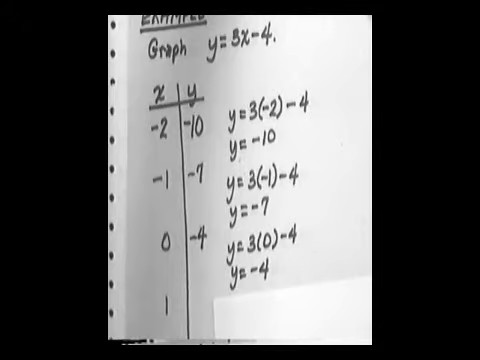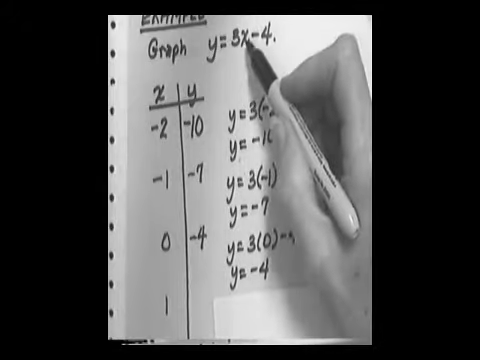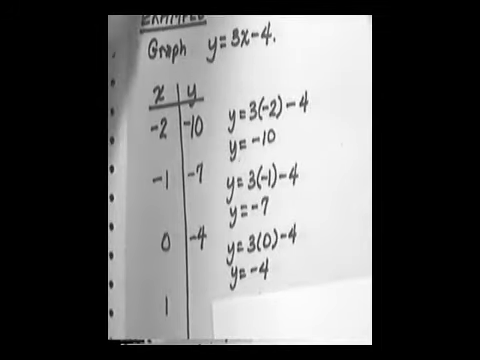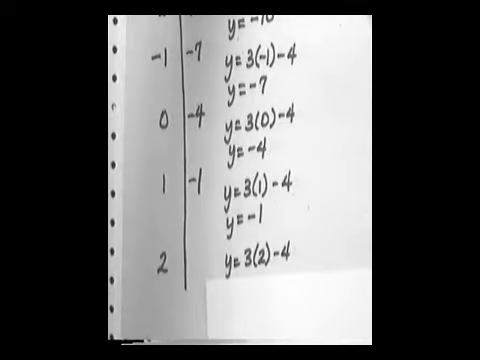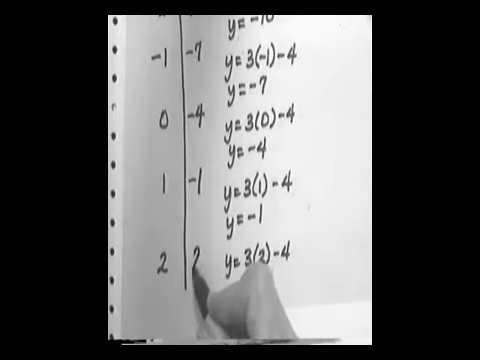Now we use 1 for x. Substitute 1 in place of x in our equation, and we get y equals 3 times 1 subtract 4. 3 times 1 is 3. 3 subtract 4 is negative 1. So y is negative 1, and our ordered pair is 1, negative 1. Then the last number I've chosen is 2. We substitute 2 in place of x and get y equals 3 times 2 subtract 4. 3 times 2 is 6. 6 subtract 4 is 2. And so the ordered pair is 2, 2.